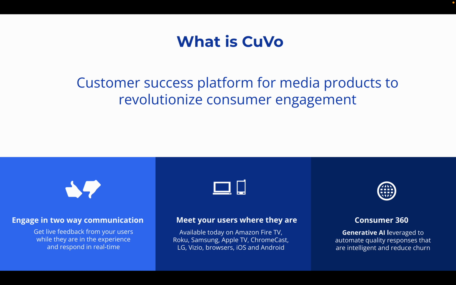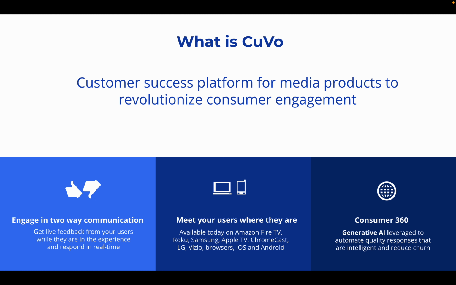We can meet your users exactly where they are. CuVo is available on more than 10 platforms, and we provide language localization. So you can communicate with your users exactly where they are, whether it's an Amazon Fire TV, a Samsung, an Apple TV, or on the iOS or Android device. Today we're going to see a demo of CuVo on the Android.